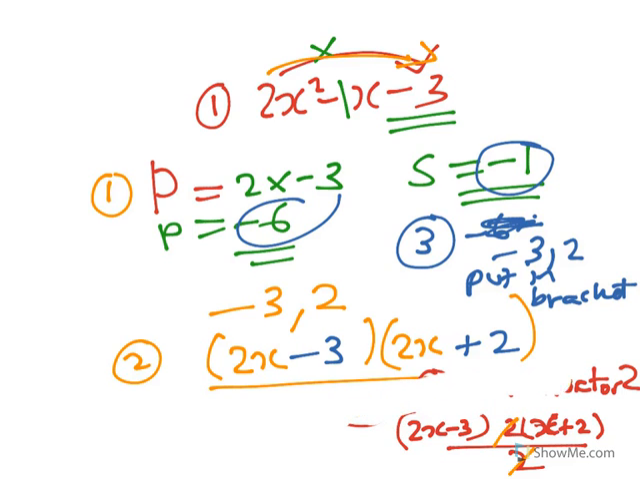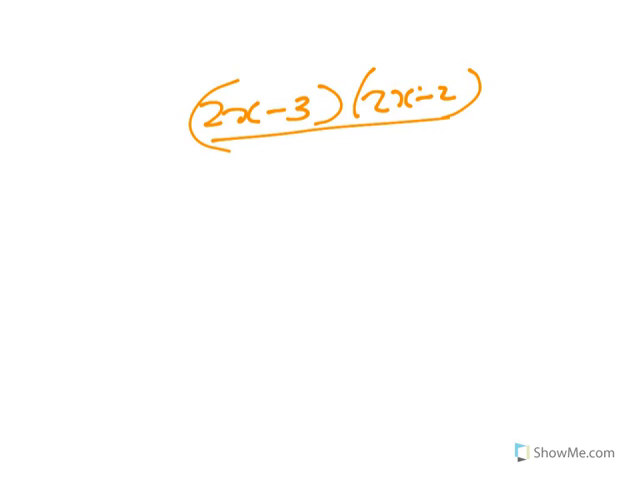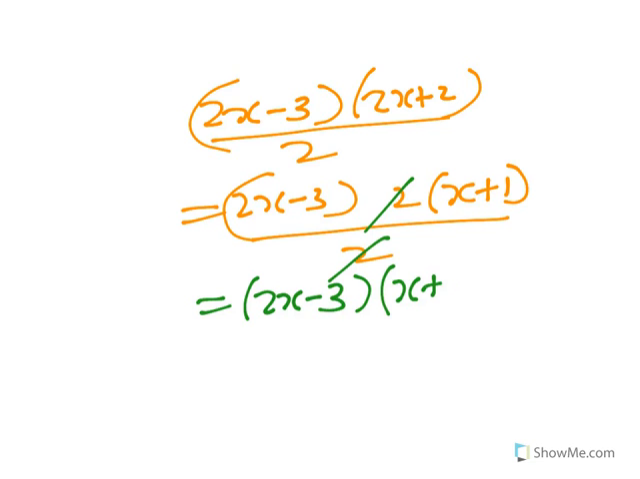Now I might just redo this bit on the next page, with the over 2, because it might be clearer. So you've got 2x minus 3, 2x plus 2, and it's all over 2. So you go 2x minus 3, take out the 2, which leaves you with x plus 1. I'm just checking the signs there. And then when you look at that, they cancel. So your factors are 2x minus 3 and x plus 1.